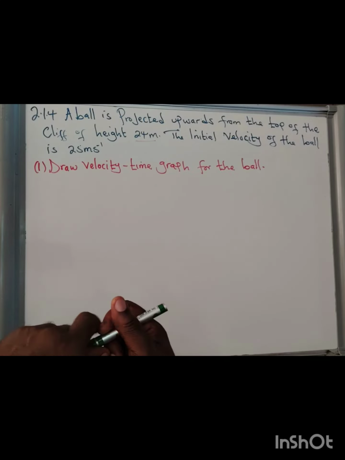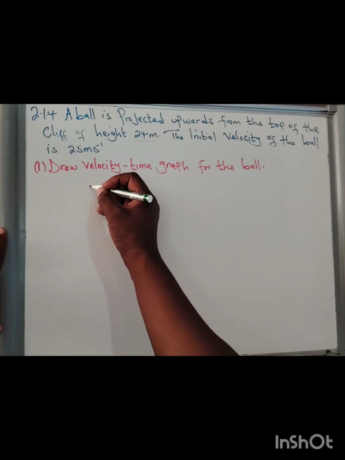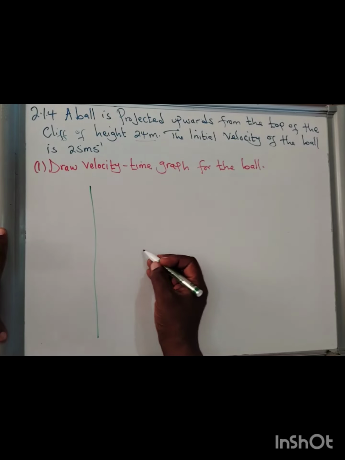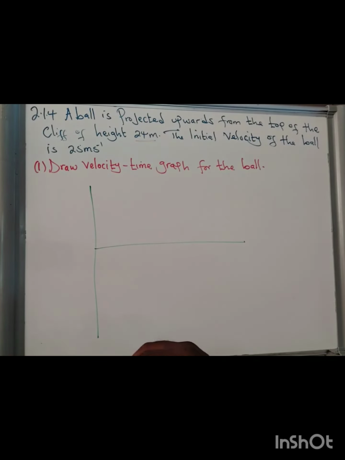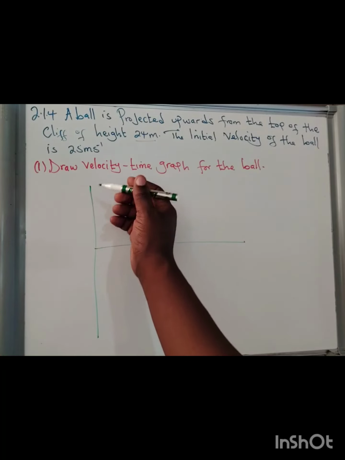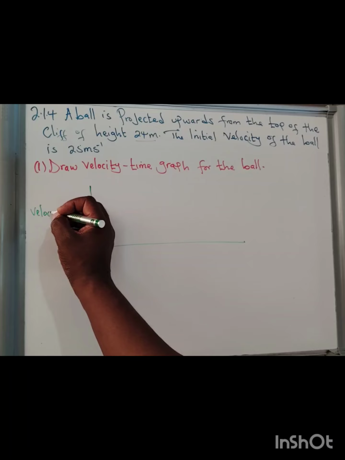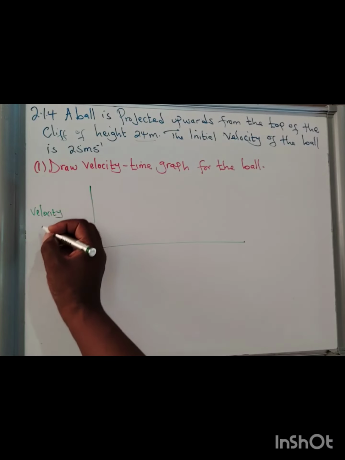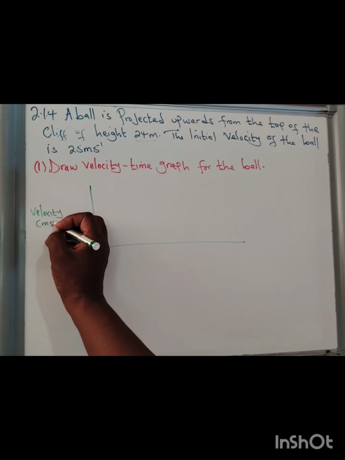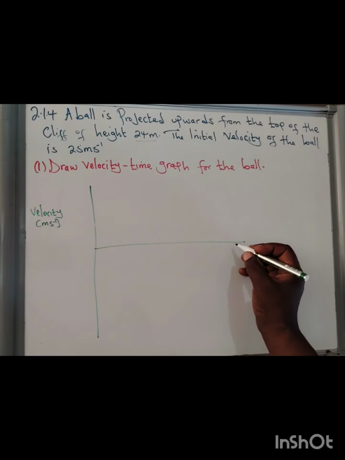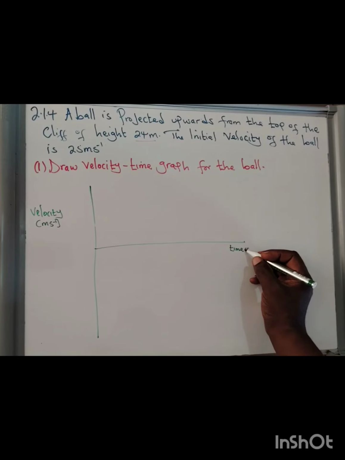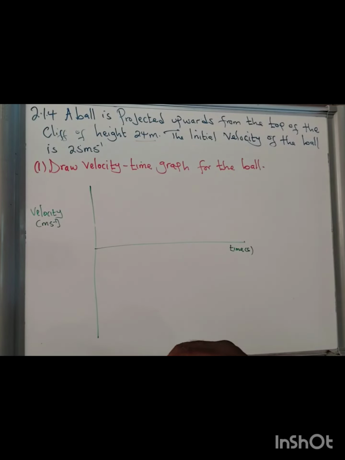Okay, now from what we know here, if that one is our axis, yes, that's what we have for axis, then we must recall that what we have this side is the velocity, in meters per second, and what we have here is time in seconds. Okay.